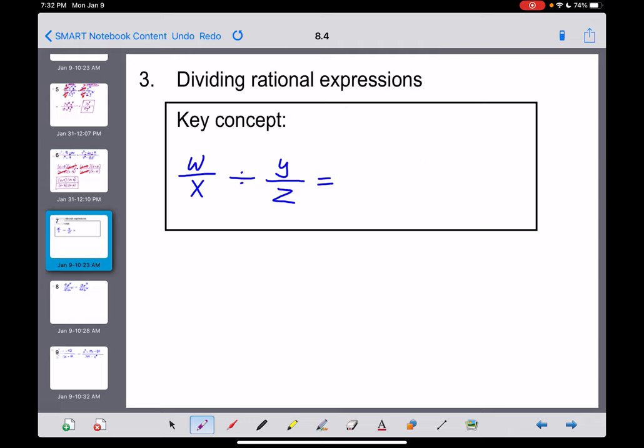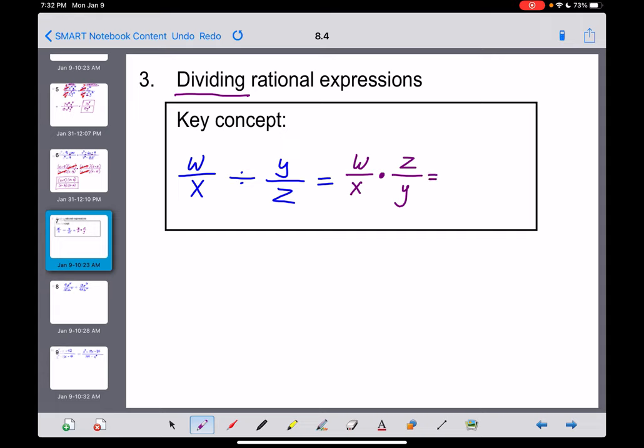And let's move on to the last piece we're going to do here, dividing rational expressions. And I just need to refresh your memory from 5th grade here one more time. The key concept here, if you're going to divide two fractions, w over x divided by y over z, you leave the first fraction the same as it was, w over x. And here's what I'm hoping you guys remember. Dividing by a fraction is the same as multiplying by the reciprocal of that fraction. So we flip the second fraction, y over z, and make it become z over y.